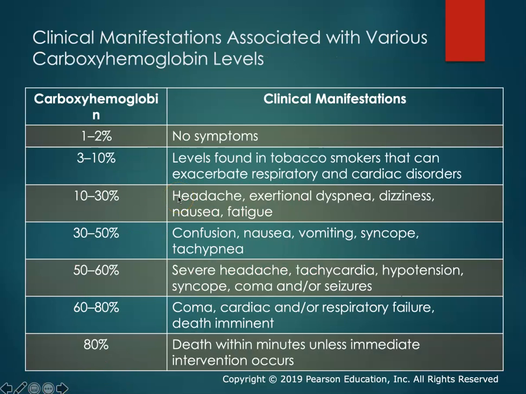If you look at clinical manifestations associated with different levels of carboxyhemoglobin, remember when the carbon monoxide binds to the hemoglobin, we call that carboxyhemoglobin. That's what's formed. If you have 1 to 2%, no symptoms. But once you start getting increased percentages of carboxyhemoglobin, you can see how the clinical manifestations get more and more serious. I don't think I need to read them to you, but you can see here. Once you're getting up to these levels, you had better be immediately removed from the carbon monoxide and be treated with oxygen to try to reverse it.